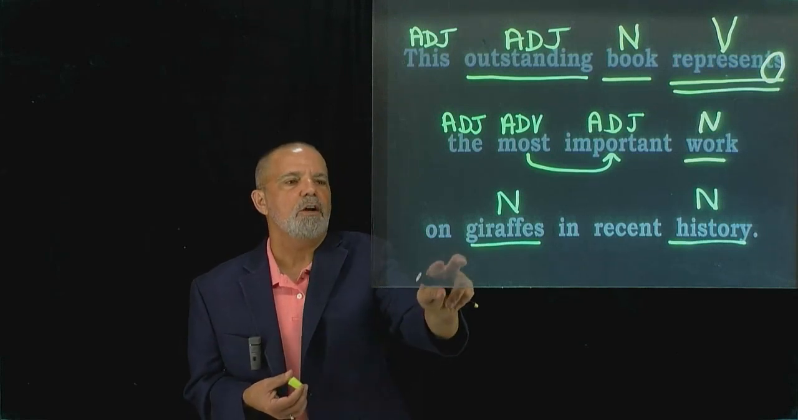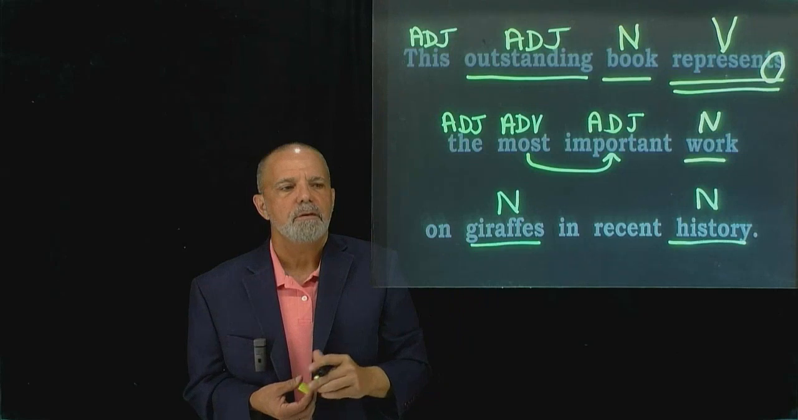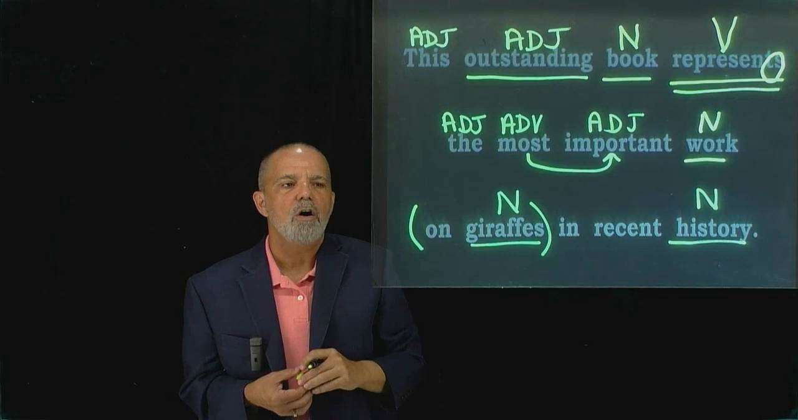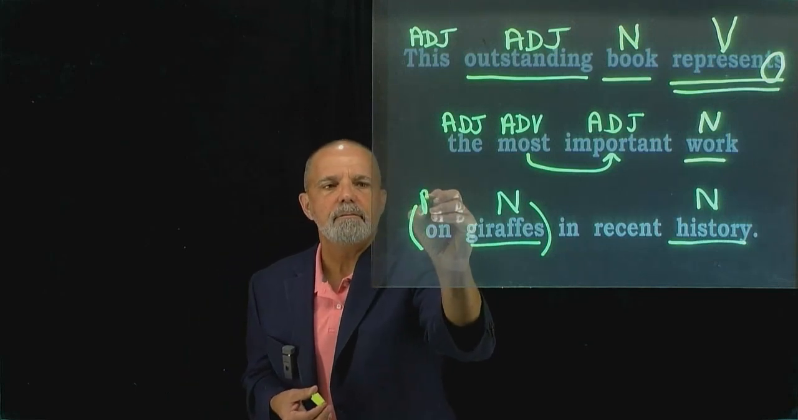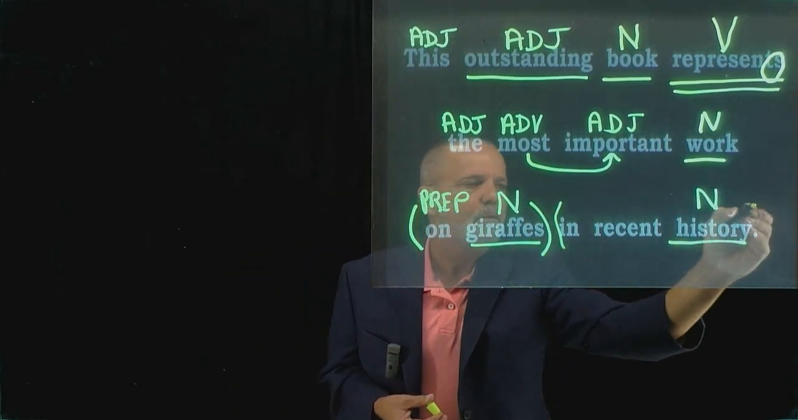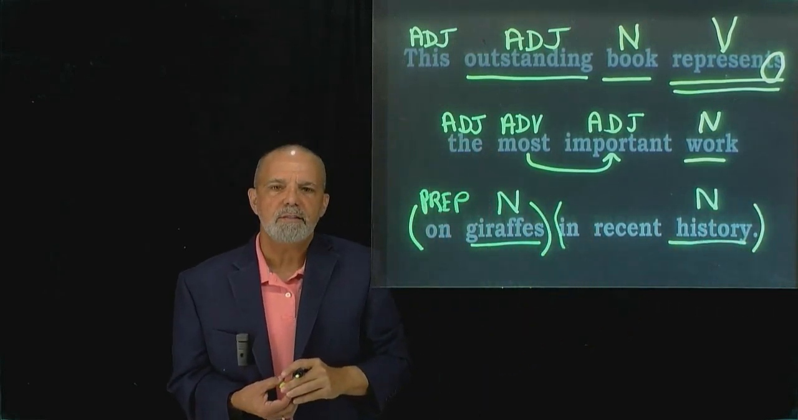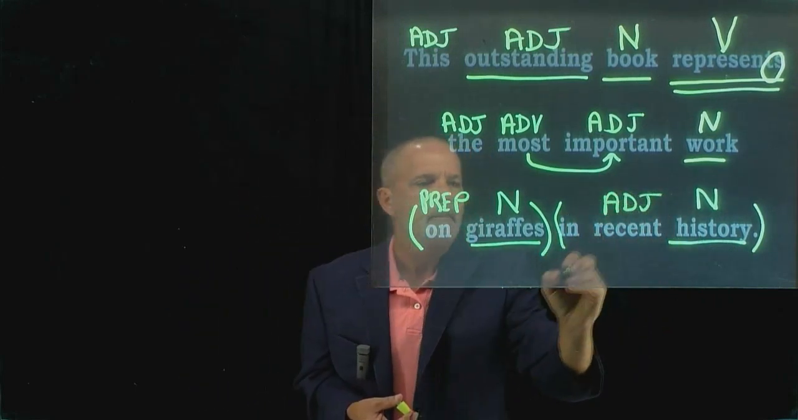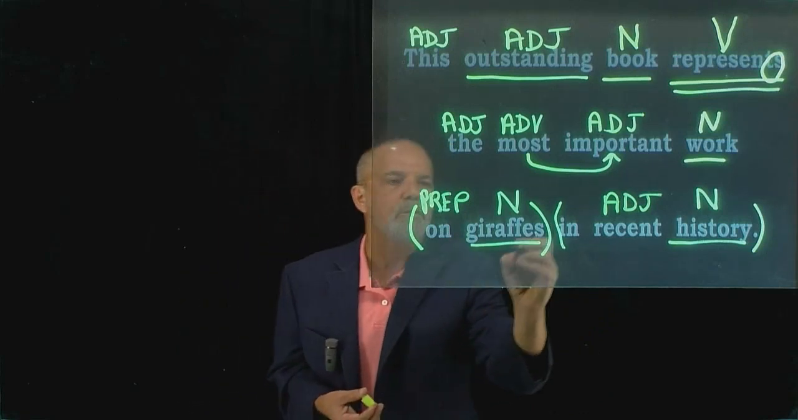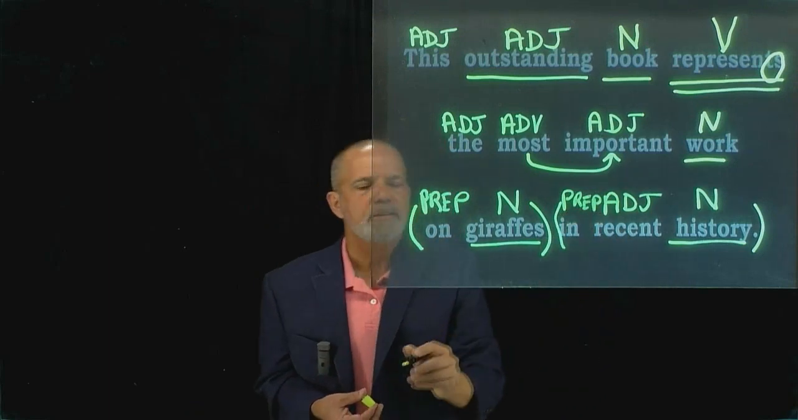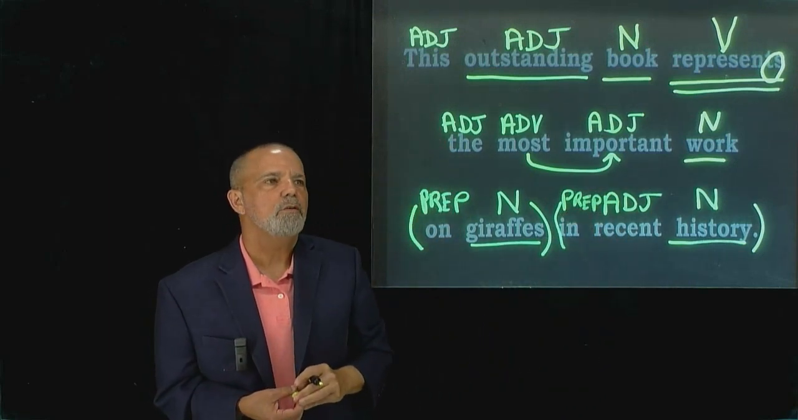Now let's go to our next chunk. We have on giraffes. So that's one part, if you will, one chunk. And then on is going to be a preposition. And then we have in recent history. So the word recent is describing the word history, and that's going to make it an adjective. And then we have the word in, and that one you should know is going to be a preposition. And that's what you have for this sentence. Those are the labels, those are the parts of speech for every word in that sentence.